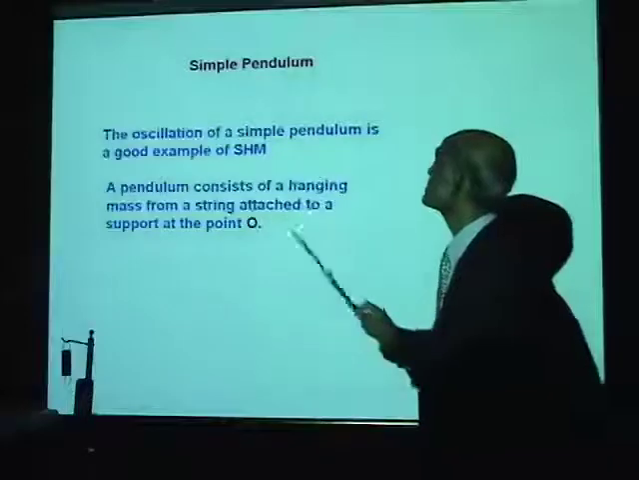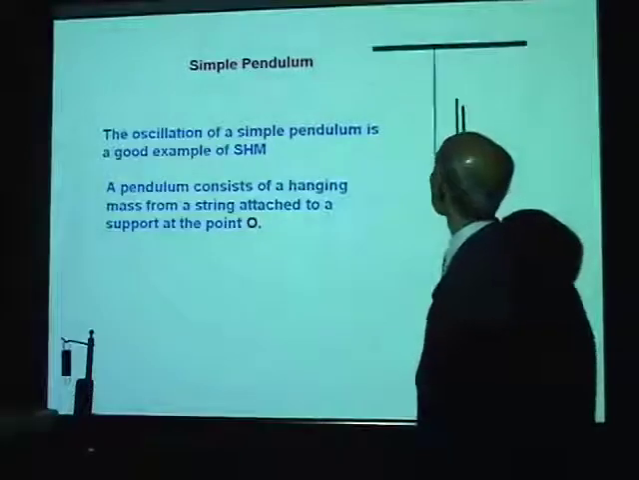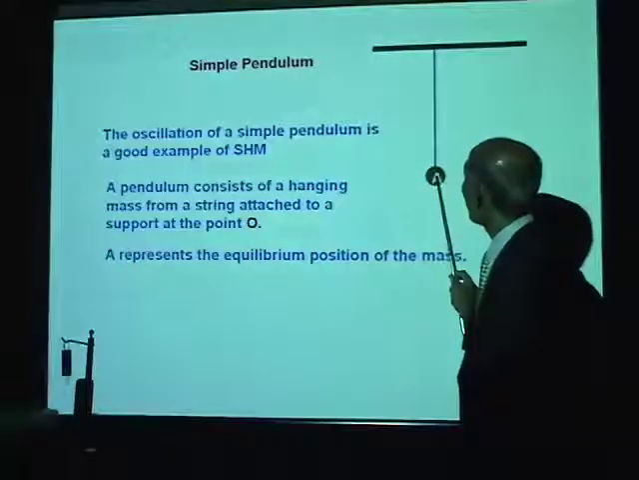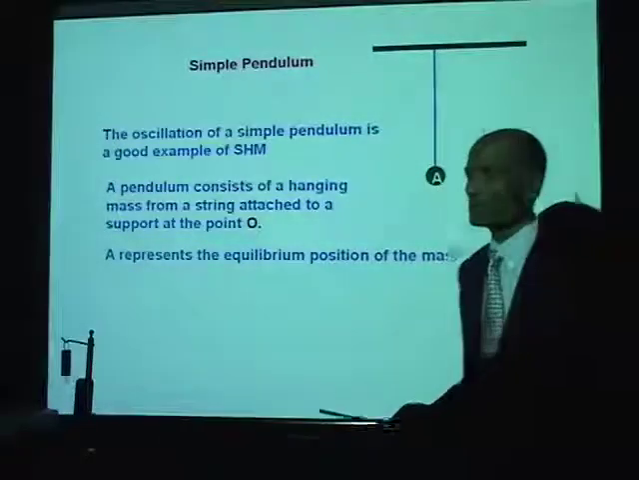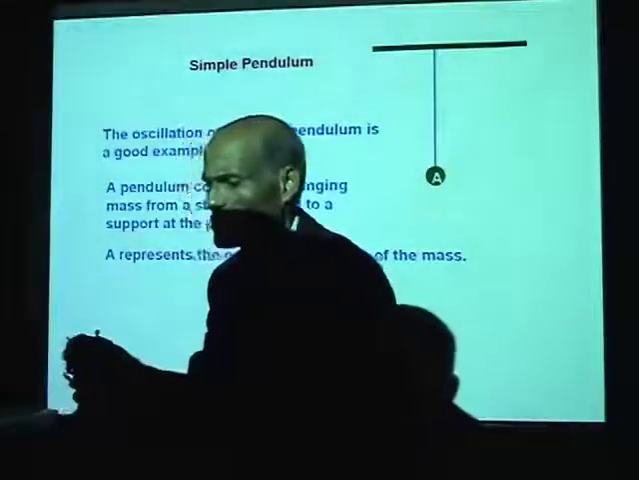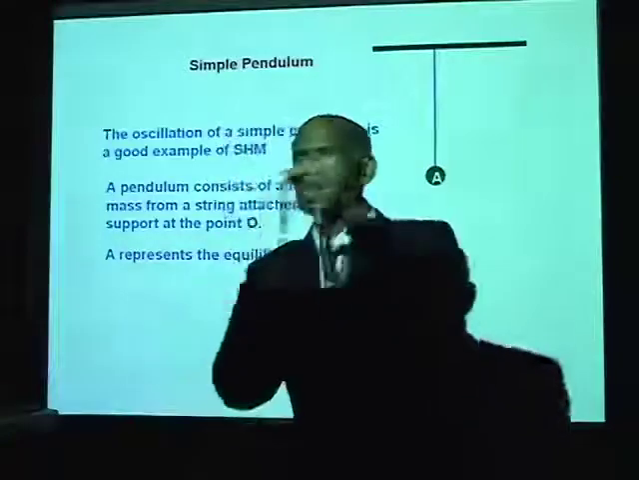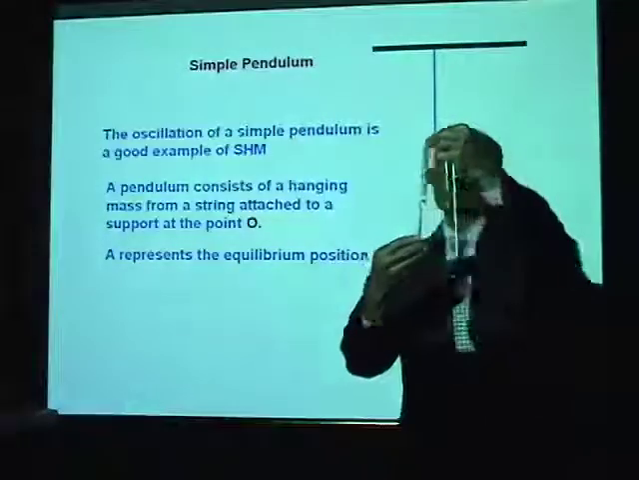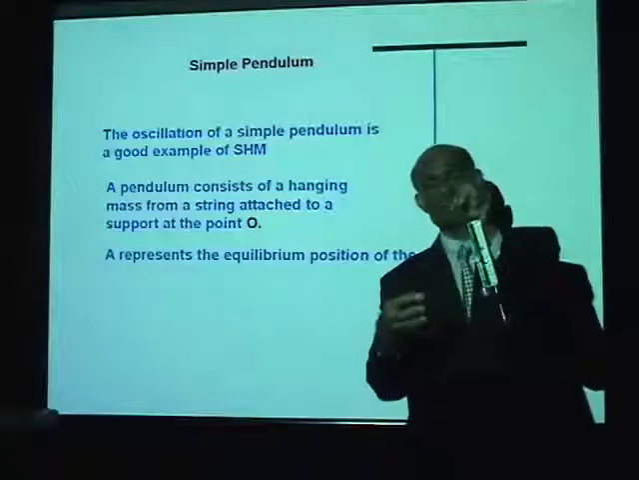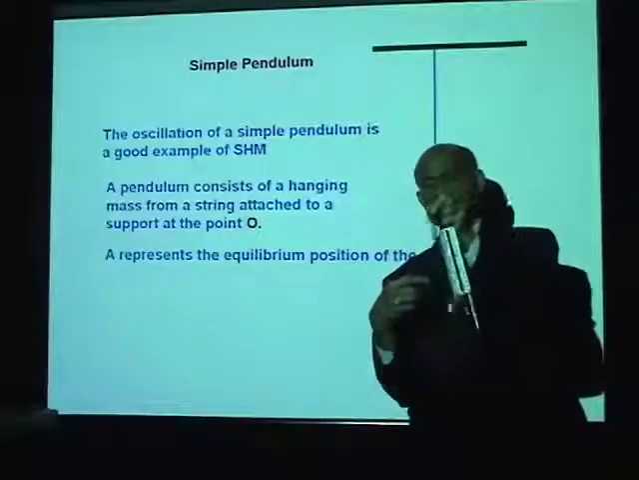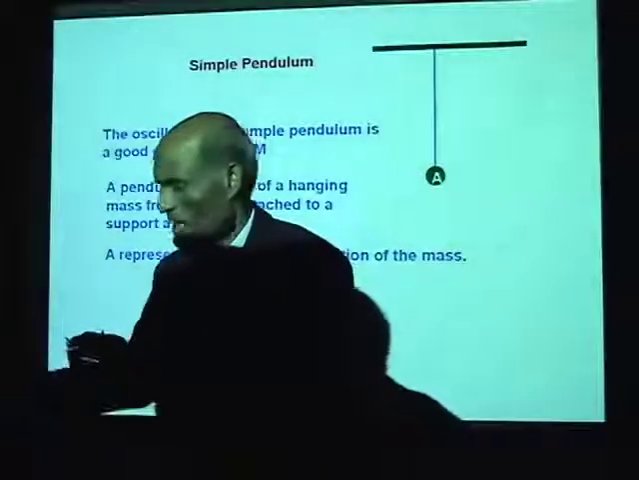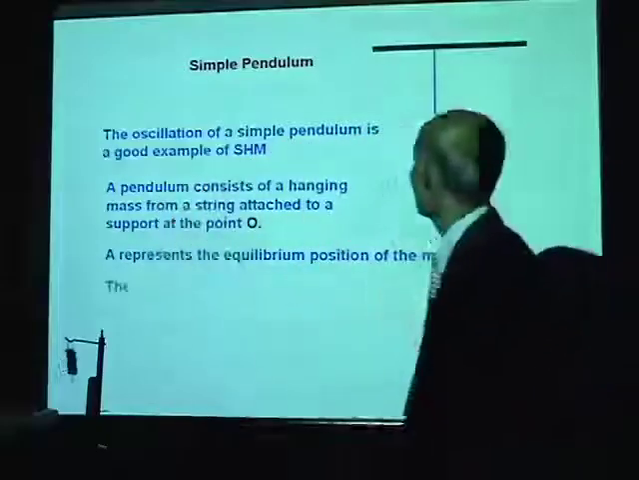A pendulum consists of a hanging mass. Look at that. A hanging mass, now, where A represents the equilibrium position. Now, it will be something like this. Instead of making this oscillate up and down, if I pull this to one side and leave, can you see the oscillation there? Well, that's not a very good example, but we will be working with a simple pendulum there.